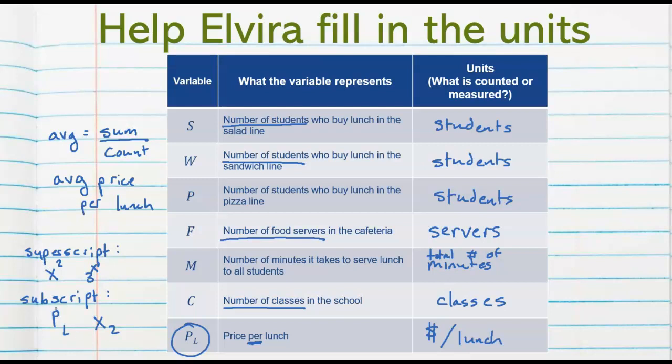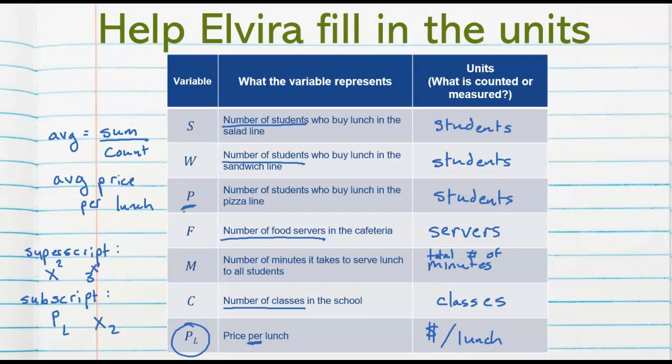That is not true for subscripts. Subscripts are not operations. All they are is another variable. So you'll notice here, we already had a variable called p. So we couldn't very well use p again because we wouldn't know which one we were referring to. So what we do instead is we put a little L on the bottom of it to indicate it's a different variable. This is now P sub L, price per lunch. So P sub L. All that means is this is a different measure than this P up here.